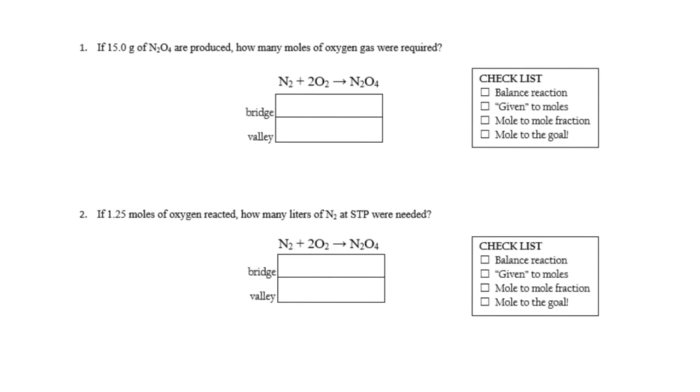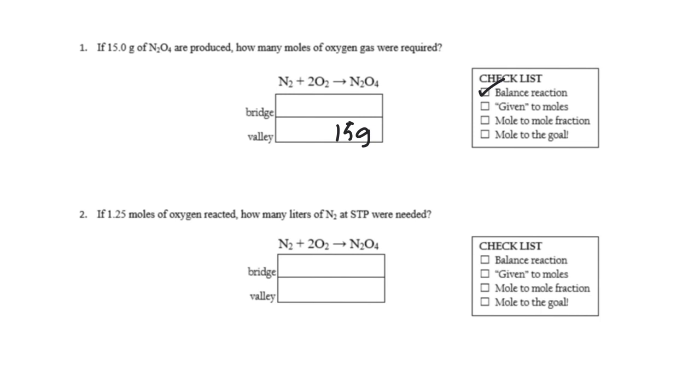So now we're going to look at the reaction. We're going to check to see if it's balanced, and it is. So I can use that checklist. So good. Now I'm going to start setting up my game plan. The number, unit, and substance given in the problem is 15 grams N2O4, and that's a unit other than moles. So that is going to go in the valley. So I'm going to have 15 grams, and that's going to go here.